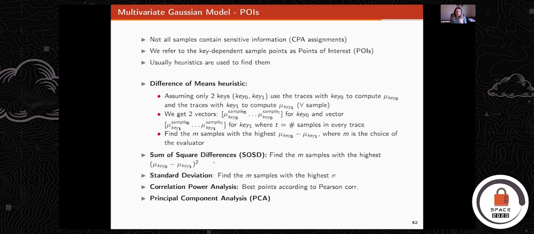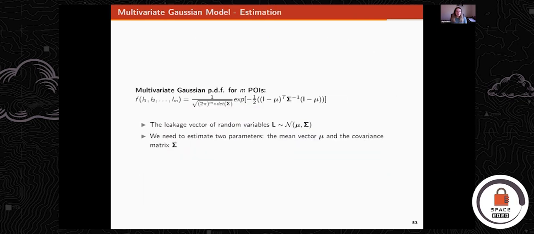Then there is also the sum of square differences, which is the same but computing the square. There is standard deviation computation, CPA, PCA, and even nowadays machine learning and deep learning techniques to find the best points of interest. As already said, I'm not intentionally going into the deep learning part because that's something Stjepan will cover today, if I let him. But let's focus on finishing this one.